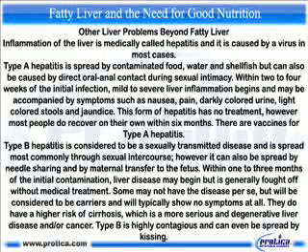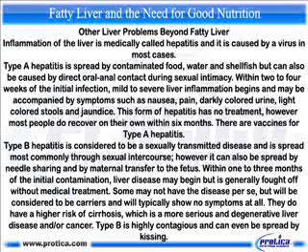Inflammation of the liver is medically called hepatitis and it is caused by a virus in most cases. Type A hepatitis is spread by contaminated food, water and shellfish but can also be caused by direct oral anal contact during sexual intimacy. Within 2 to 4 weeks of the initial infection, mild to severe liver inflammation begins and may be accompanied by symptoms such as nausea, pain, darkly colored urine, light-colored stools and jaundice. This form of hepatitis has no treatment, however most people do recover on their own within 6 months. There are vaccines for type A hepatitis.